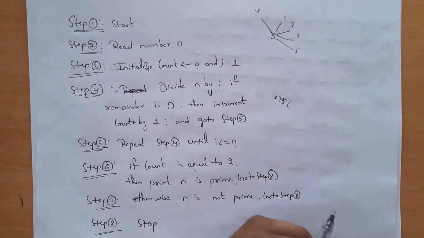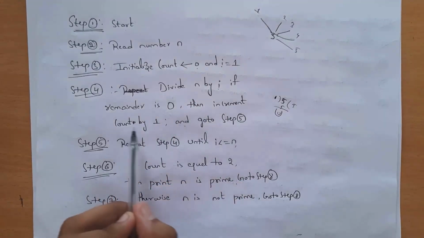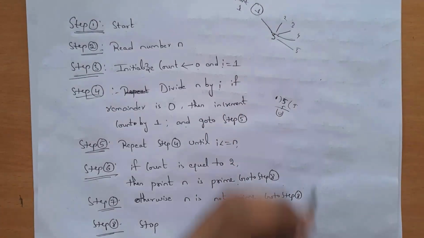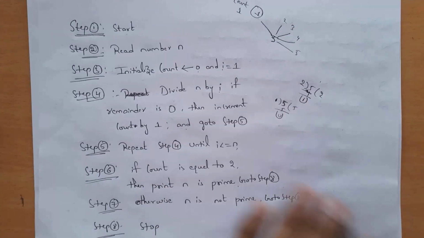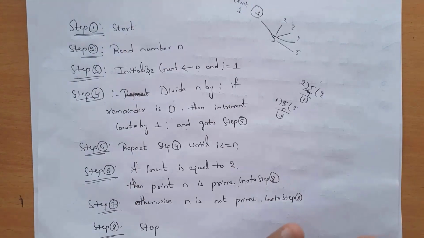At first I will start with 1. 5 divided by 1 is 5, remainder is 0. If remainder is 0, then increment count by 1, so now my count is 1. Similarly, take another number 2. Divide 5 by 2: 2 twos are 4 and remainder is 1. So remainder is not 0, so don't increment count. Keep count as 1 as it is.